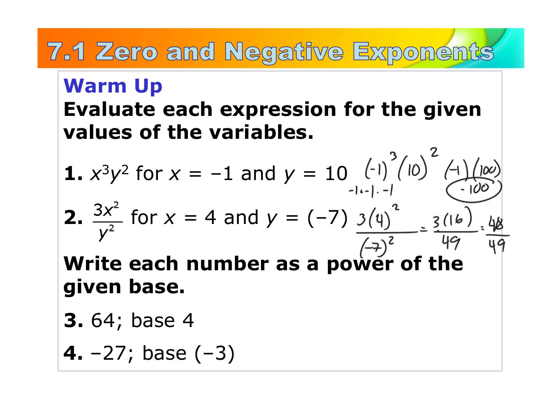Now for 3 and 4, they want us to write each number as a power of the given base. So 64 base 4. That's going to be 4 to the third power, because 4 to the third power equals 64. And then for the last one, it's going to be -3 to the third power as well, because -3 times -3 times -3 is going to give us -27.